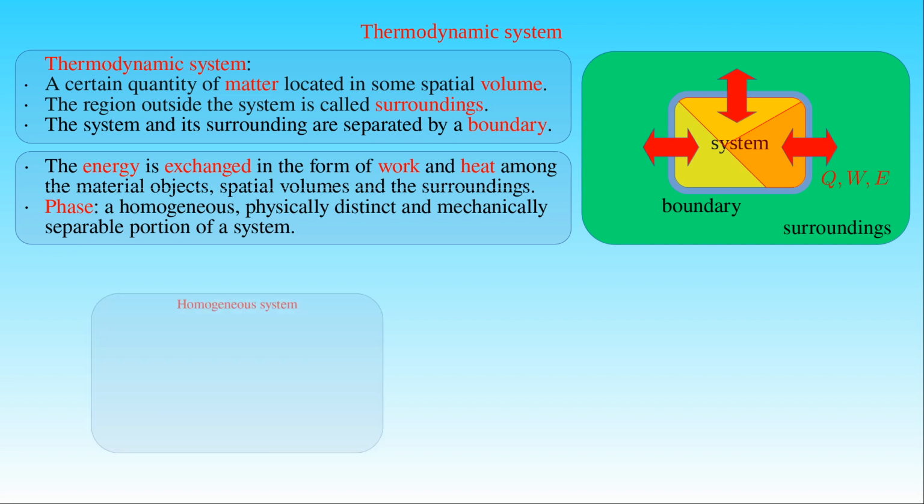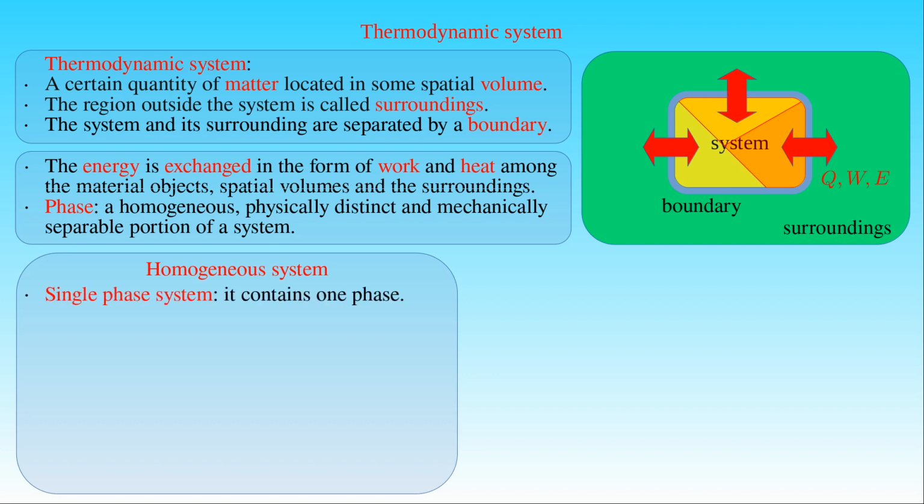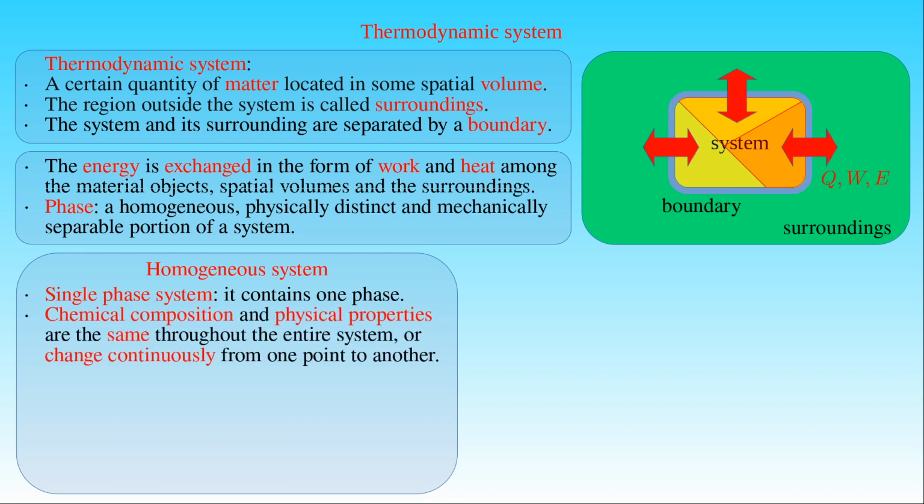A homogeneous system is a single-phase system, that is, the system is made of one phase only. In other words, a homogeneous thermodynamic system is defined as one whose chemical composition and physical properties are the same throughout the entire system, or change continuously from one point to another.